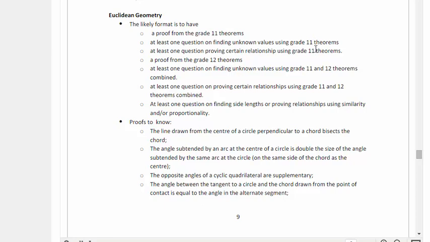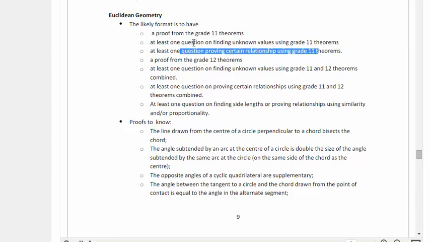So the next very important thing is that you need to know your theorems. If you don't know your theorems, you're screwed. They're not on a formula sheet somewhere. You need to know your theorems off by heart. You need to understand what they mean, how they apply, and have practiced using them. At least one question proving certain relationships.